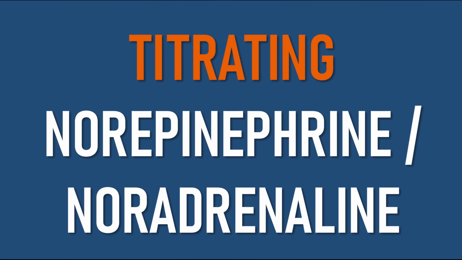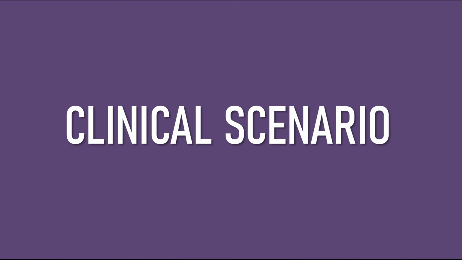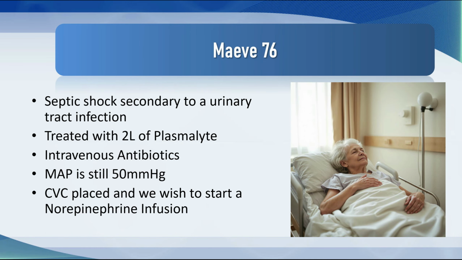To look at the titration of norepinephrine, we'll need a clinical scenario. The case is Maeve, who is 76 years old, and she's in septic shock secondary to a urinary tract infection. She was treated with 2 liters of Plasmalyte, intravenous antibiotics, and her mean arterial pressure is still 50 millimeters of mercury. A central venous catheter has been placed, and we wish to start a norepinephrine or noradrenaline infusion.